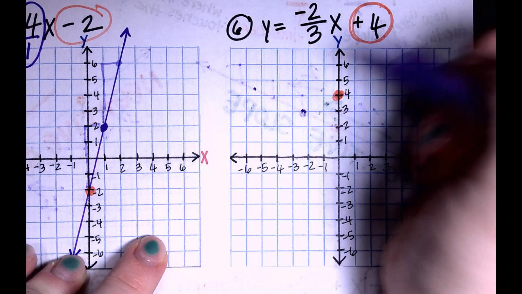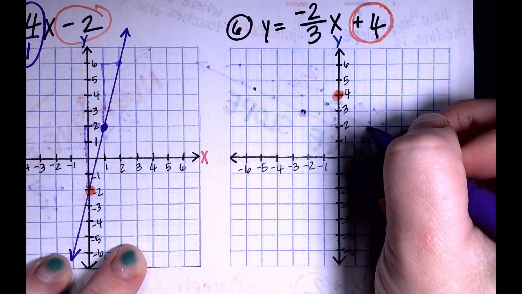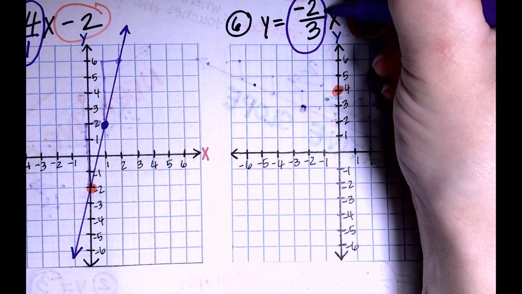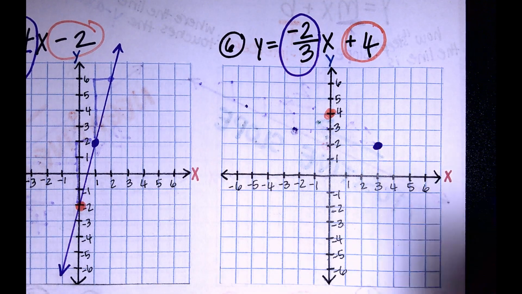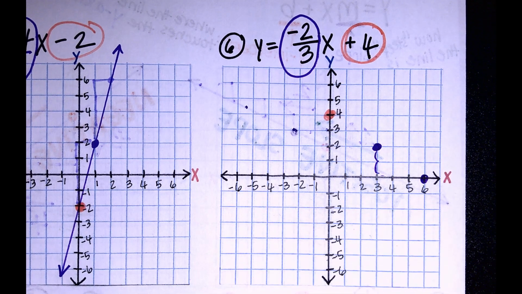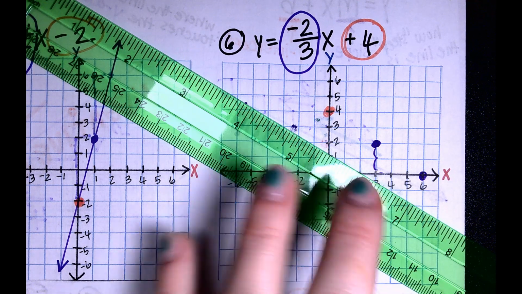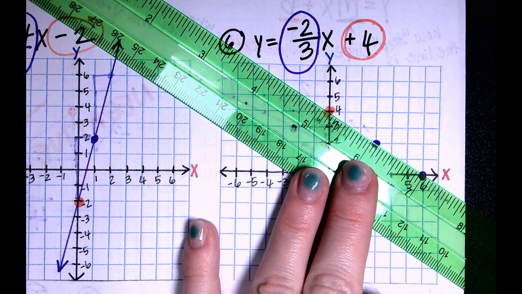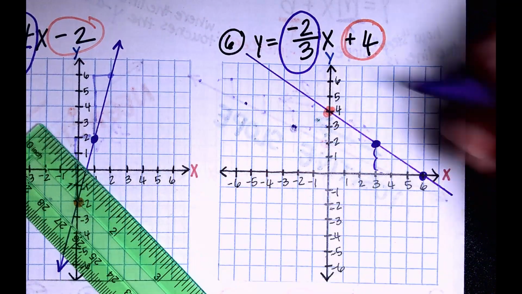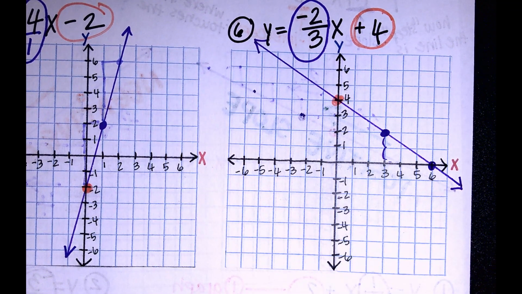Perfect. We're going to go down 2 over 3. So here's 1, 2 over 1, 2, 3. That's my second point. We found that using our slope. Perfect. I could continue that if I wanted to. I could go down 2 again, over 3 again. Don't have to, but I could. And we just connect the dots. Looks good. Awesome.